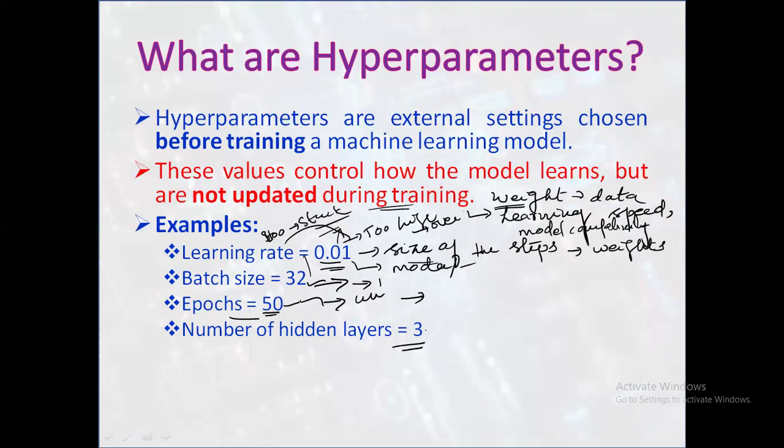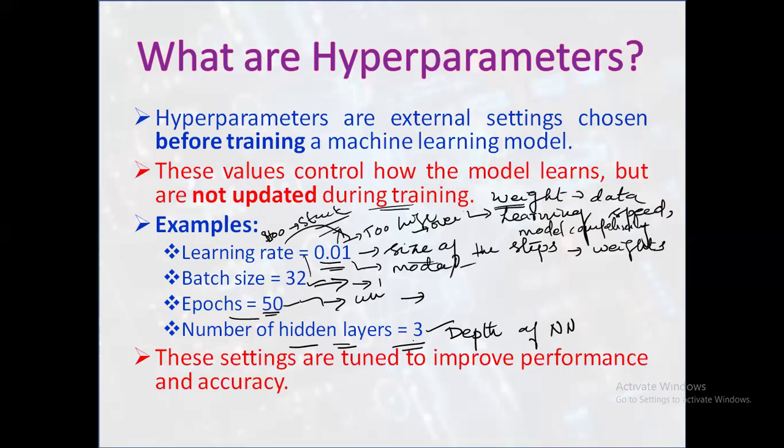Next, the number of hidden layers. If you take the number of hidden layers as 3, it determines the depth of the neural network. A model with 3 hidden layers is moderately deep and can capture complex data patterns. However, with more layers, it will increase the training time and risk overfitting if not regularized properly. So this is the main drawback.